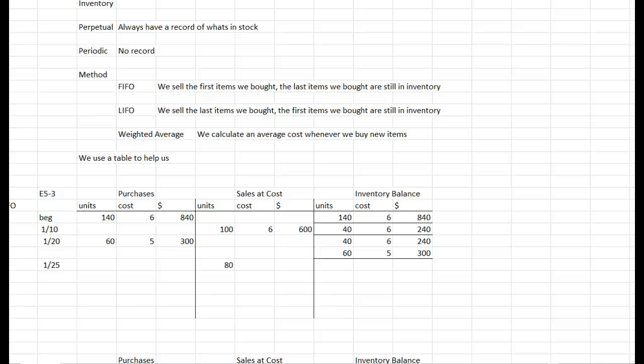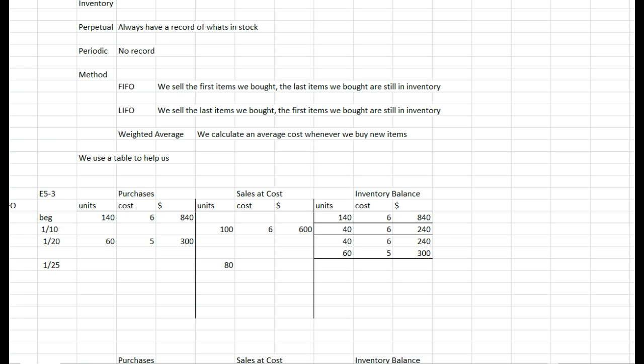One, many big companies use what we call a perpetual method of inventory, so they can always look up on their computer to see what they have in stock so they can sell it and see if they need to order more. Periodic is another method we could use. We don't have an actual record. Kind of at the end of the year we figure out what we bought, what's left, and whatever's not left must be cost of goods sold.